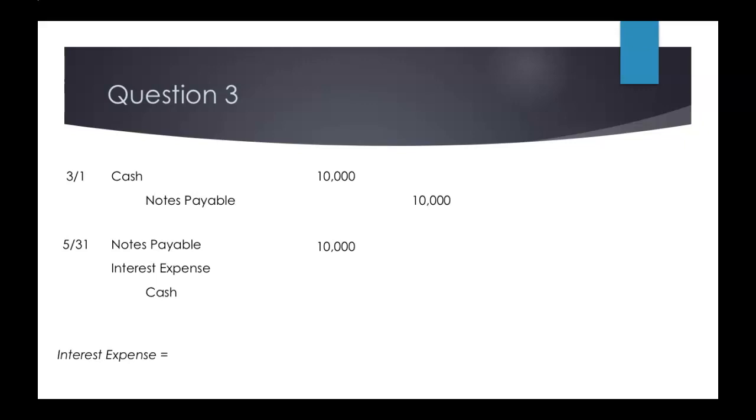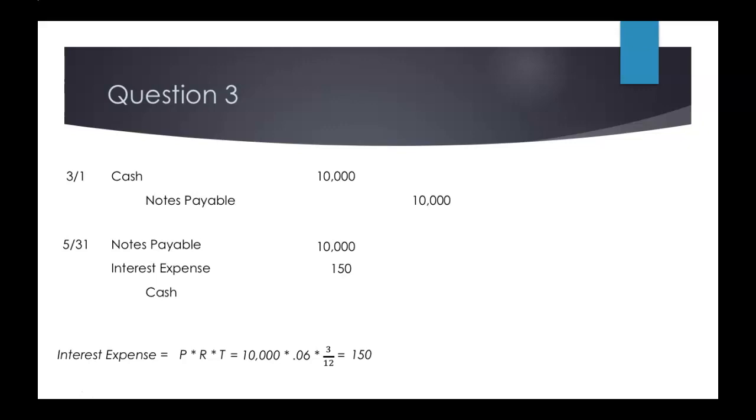Interest expense, we have to calculate this one. So that's your principal times your rate times your time. So our principal, that was the $10,000. Our rate, that's the 6% interest rate that we were told on the last slide, times 3/12 because it's a 3-month note and 3 months have passed. So you multiply that out and you get $150 for your interest expense. So we'll toss that in for interest expense.